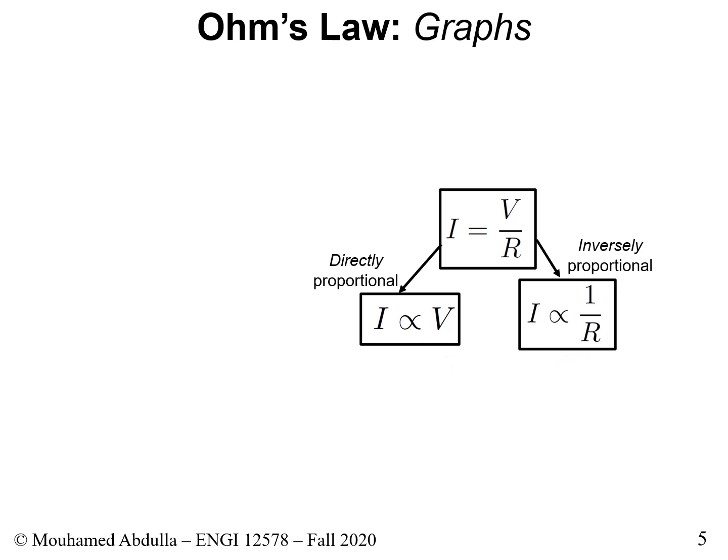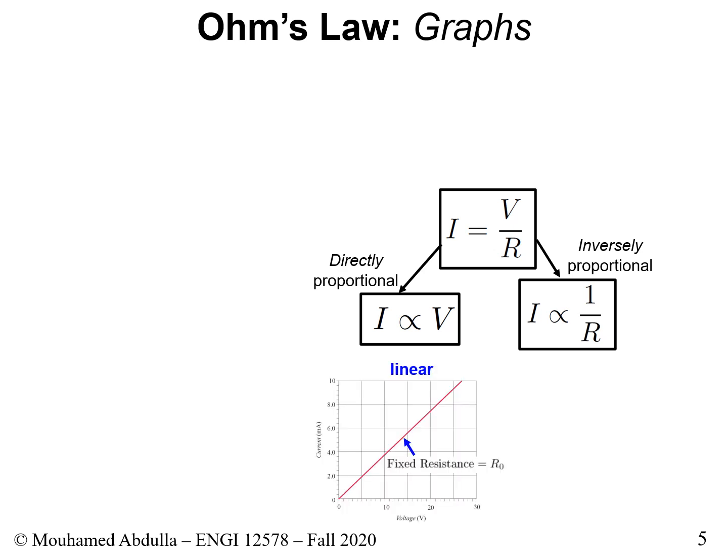If we were to plot it for different results, let's say we consider some fixed resistance and plot current versus voltage. This is what you get. You will get a straight line, and the straight line will always pass through zero. This is essentially what we get.